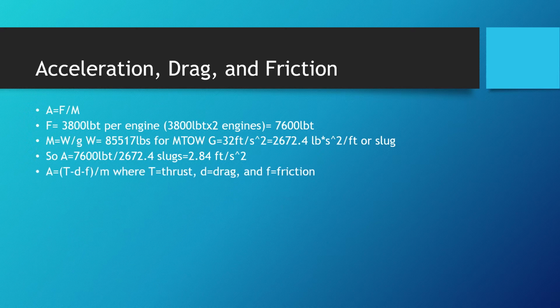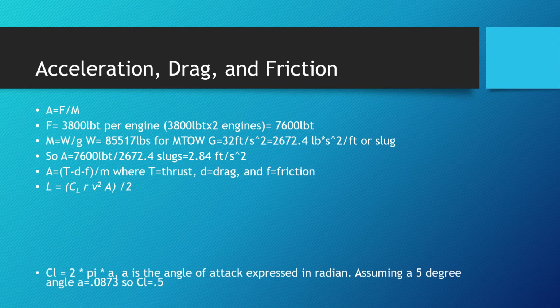Acceleration equals (T - D - F) divided by mass, where T equals thrust, D equals drag, and F equals friction. So we'll go ahead and calculate those and see what our acceleration comes up with. First off, we have to figure out friction, and friction involves getting our lift coefficient and our lift. The lift equation is right here: coefficient of lift, rho is for density, V is velocity squared, A is the area of the wing, divided by 2.